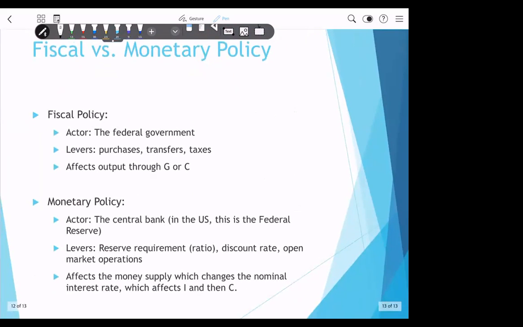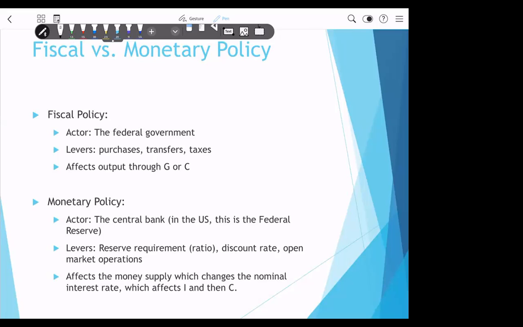So hopefully this would be a good slide for when you go through and review. Fiscal policy, we have the actors, the federal government. Okay, in the case of the United States, that's typically Congress. Okay, the levers they can pull, or they can change purchases, transfers, and taxes. Output is affected through government spending or consumption.